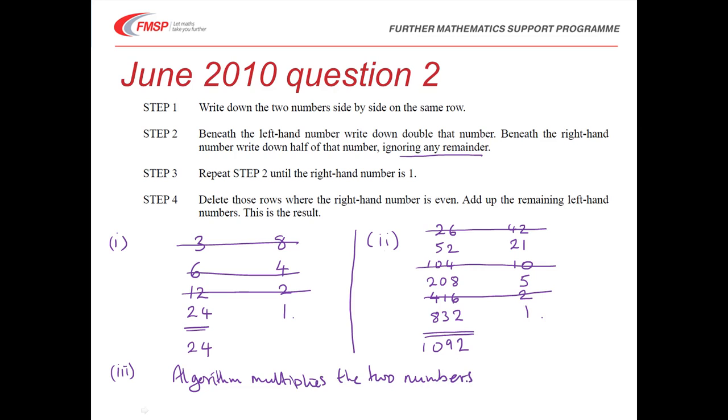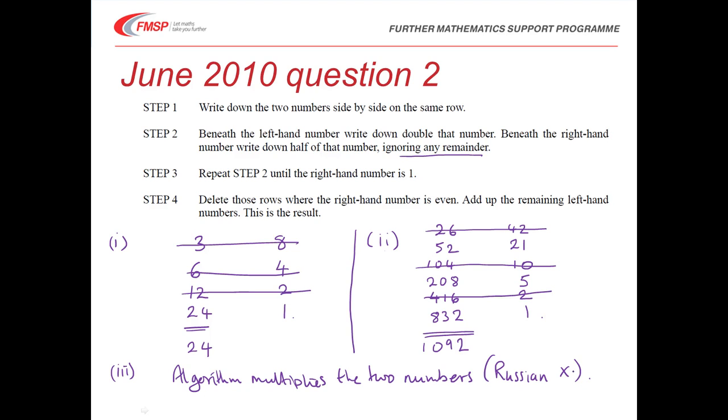If you have a calculator handy, you might just want to check that 26 times 42 is 1092, but you may of course recognize this, as I said, as Russian multiplication from chapter 1 of the textbook.